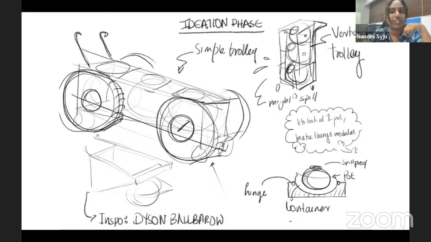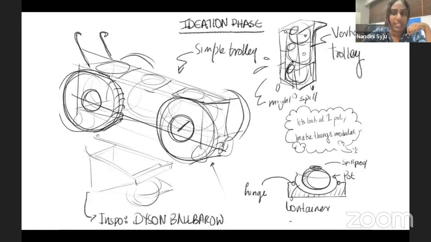So this was my rough sheet, okay? And I'm very vulnerable out here putting my rough sheet on the internet. But this was my ideation phase. I started off with a simple trolley, the first idea that we saw, right? And then I realized that, okay, how about I make it a vertical trolley?